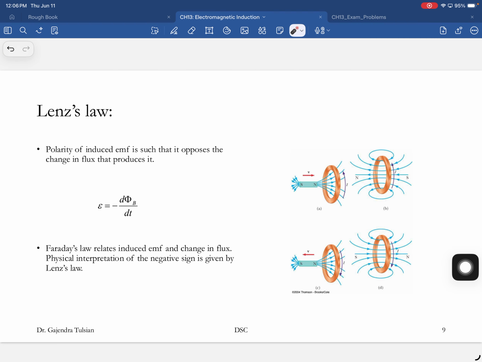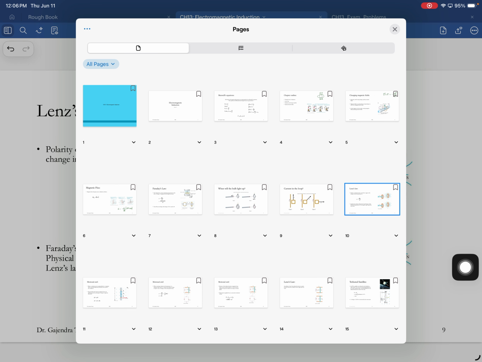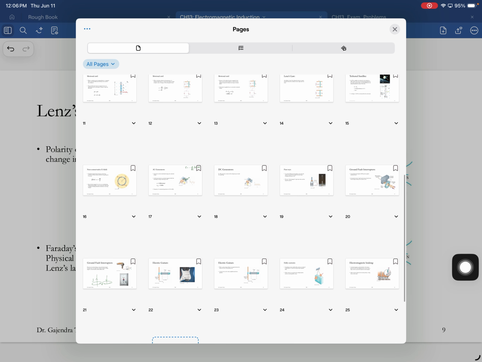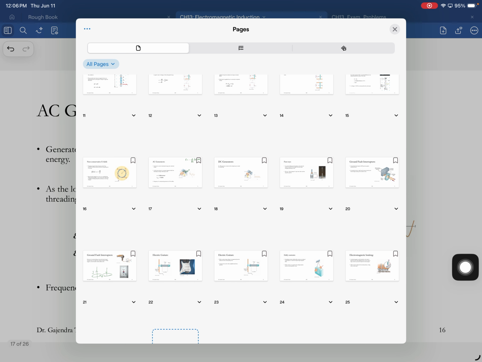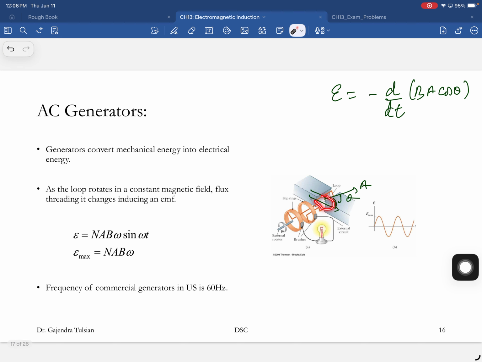Now, I want to make this remark before we go any further. By the way, when you are turning that piece of wire, you need energy to turn that. You have to do work to turn that piece of wire. You have to apply torque. The work you do is torque times angular speed.